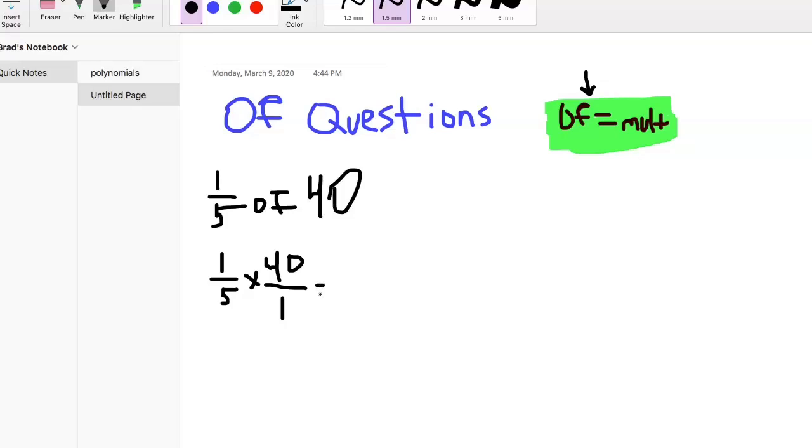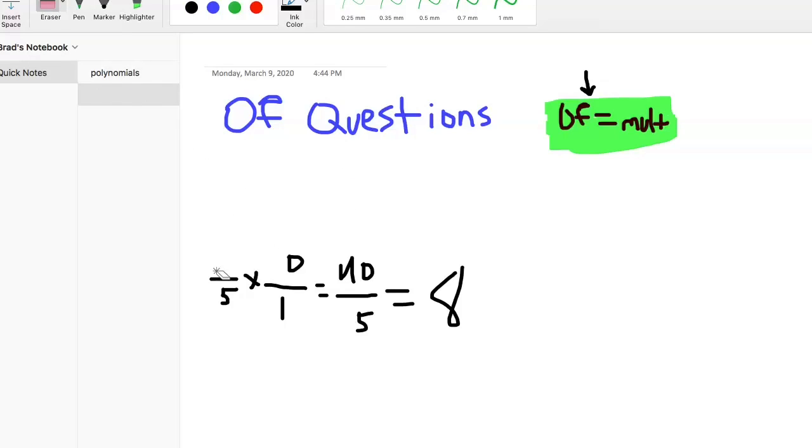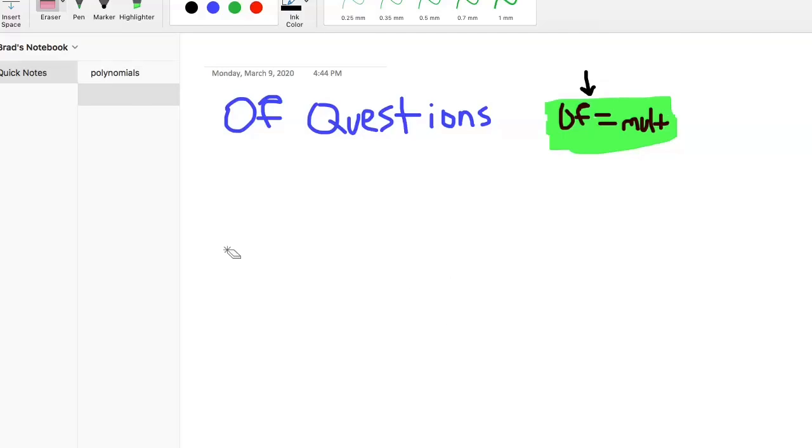So you can just say that equals 40 over 5, and 40 divided by 5 is 8. Okay, and that's really all we're going to do. So whenever you see a fraction of and then a bigger number, that means multiply. That's a good one to know, and the math is really pretty straightforward as far as just multiplying fractions from there. So let's see another one.